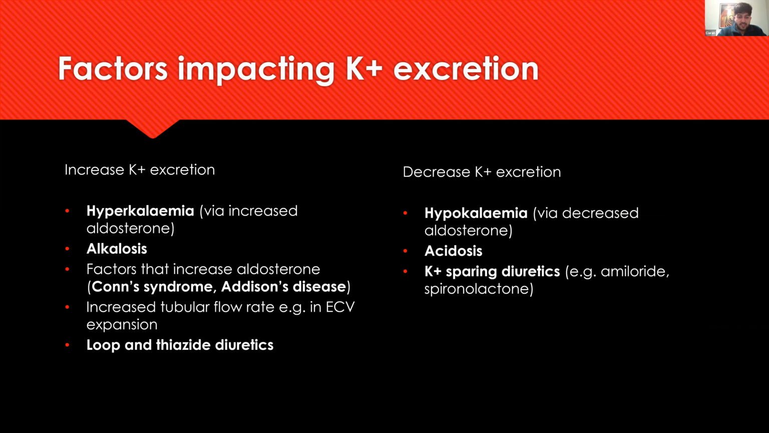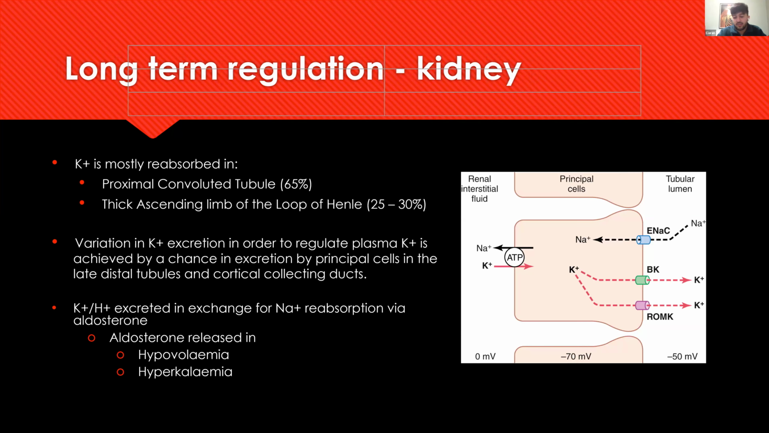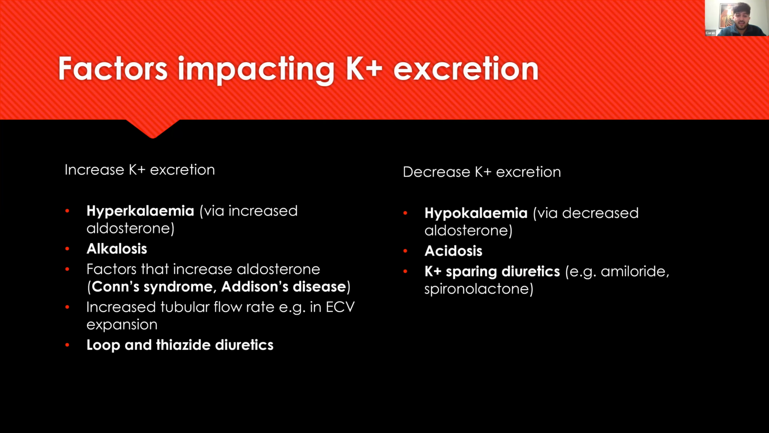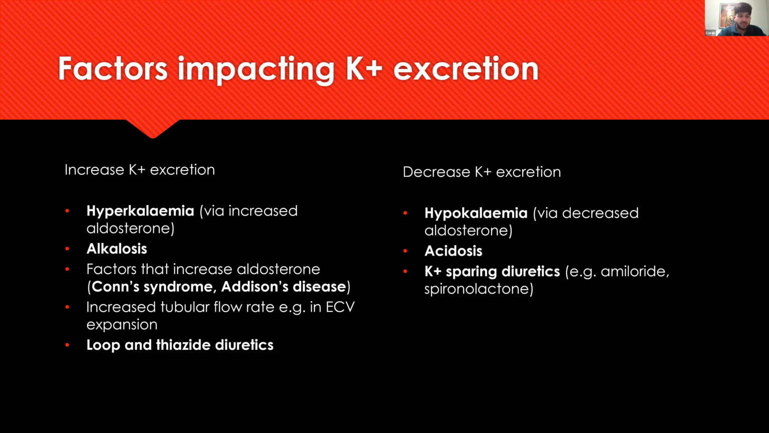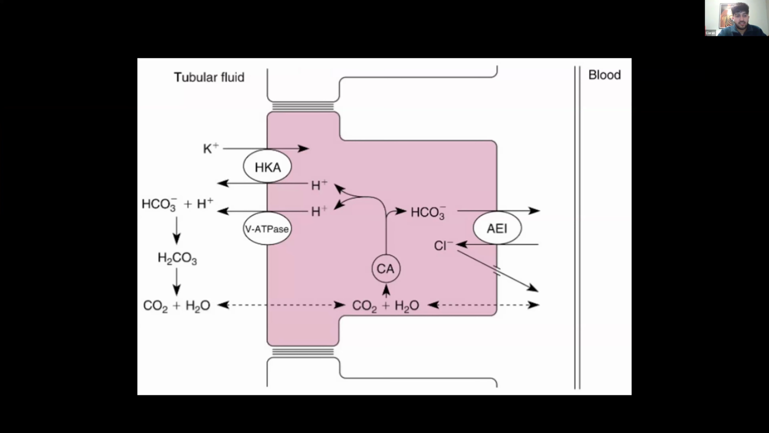Now, in alkalosis and acidosis, it's known that in acidosis, the theory is that high proton concentration actually interferes with the basolateral sodium potassium ATPase, and as a result, you get less activity of this pump, and so there's a reciprocal relationship between potassium status and body pH status. And we'll look at that in greater detail here.